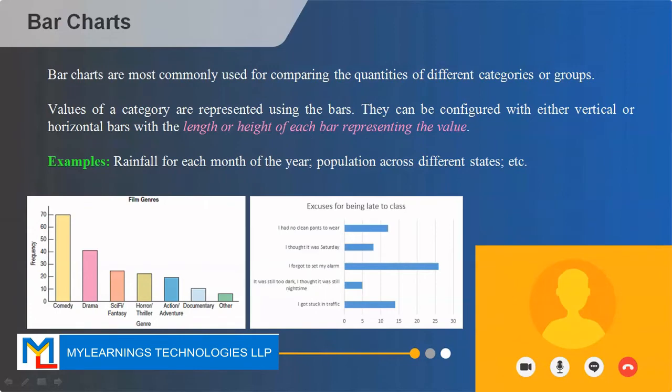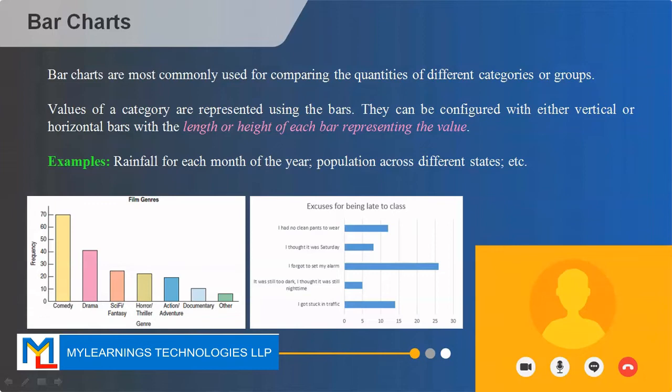The values of a category are represented by the bars. They can be configured with either vertical or horizontal bars. So the value of each category is represented by the height or the length of the bar. And you can have a vertical bar chart or a horizontal bar chart. It really doesn't make much of a difference which one you choose. Examples would be rainfall for each month of the year or population across different states, etc.